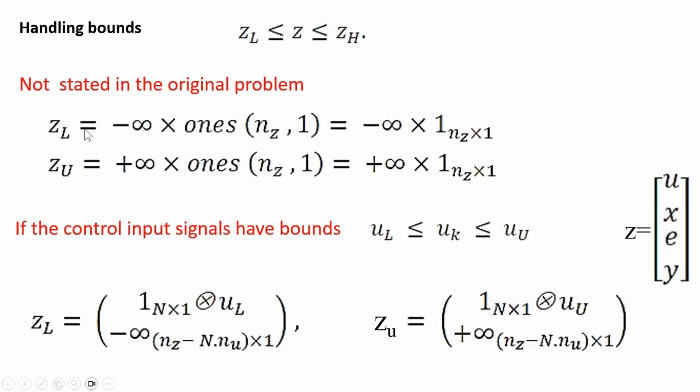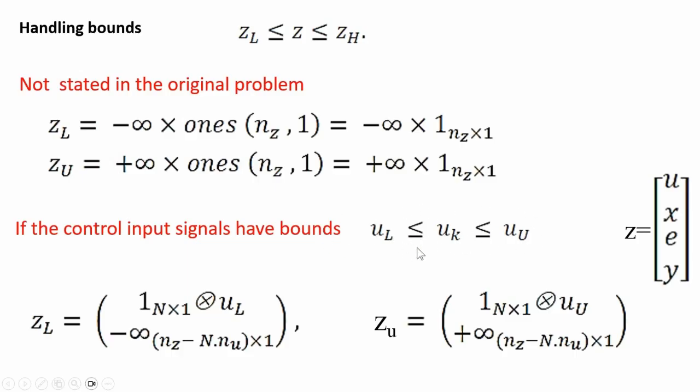The lower bound for the unknown vector z can be -infinity. All the elements of z, which are nz in number, should be -infinity. Thus we are using these ones: -infinity multiplied by a vector of ones of size nz will give us nz number of -infinity. Similarly for the upper bound. If you remember, one of the variables in vector z is the control inputs. And in most cases the control inputs have some bounds.